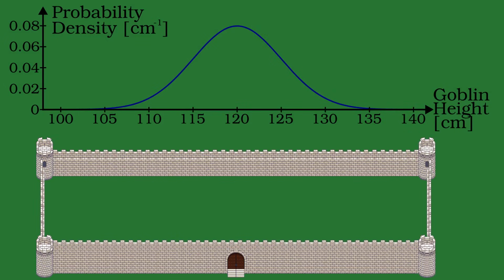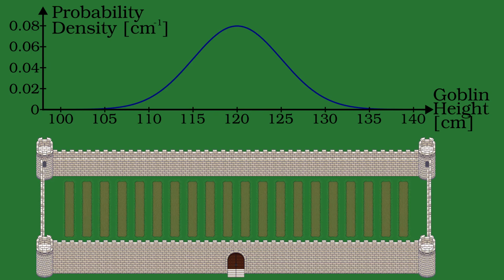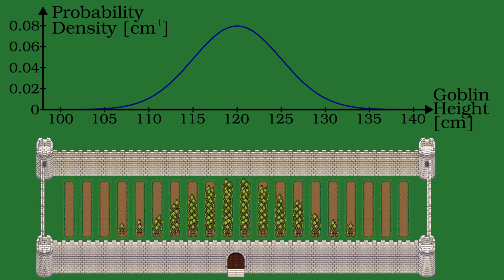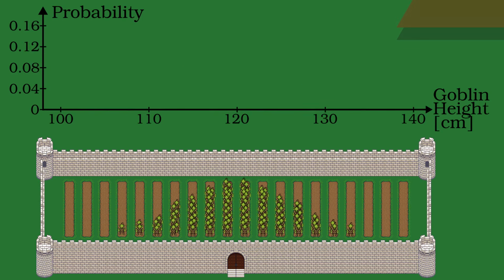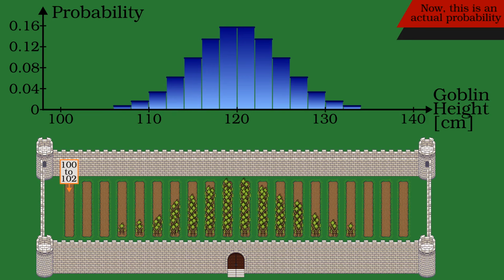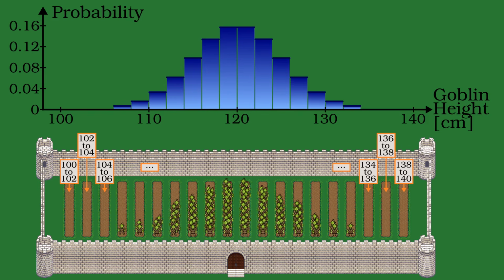One way to think of this is to imagine going to a courtyard of a goblin fortress, or wherever a bunch of them hang out, and to mark out a bunch of boxes on the ground, say for example 20 different rectangles. The goblins would then go and stand in the boxes by height. So the first box is for heights between 100 and 102 centimeters, the next one from 102 to 104 centimeters, and so on. These boxes are called bins in the statistical sense.